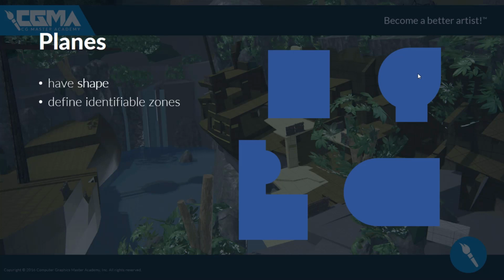Planes also define identifiable zones. Essentially, while you are on a two-dimensional surface, you can be within the confines of this defined plane, or you can be outside of it.